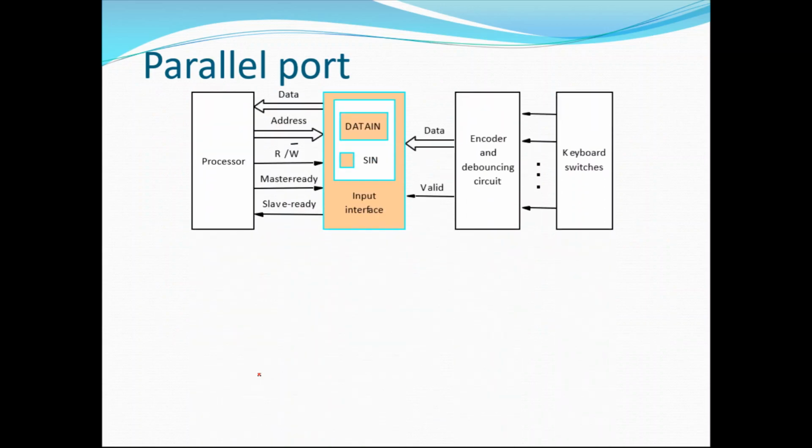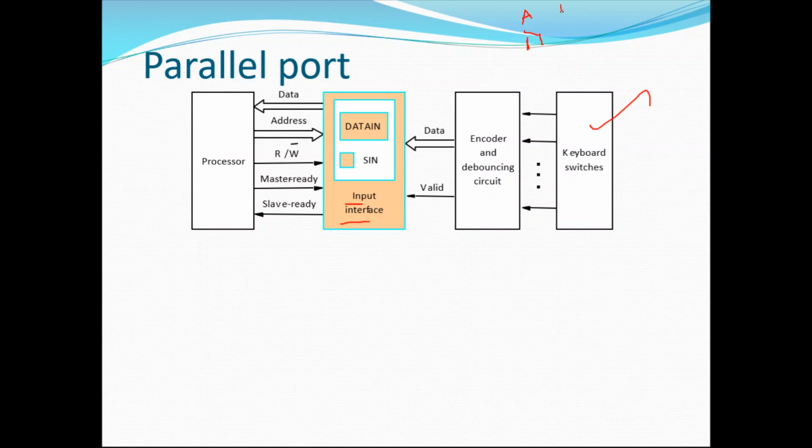Now let us see how to read something from a parallel device. Let us assume that a keyboard is connected to the computer through a parallel interface. If you take a typical mechanical keyboard, it is a collection of open switches. Under each key, for example key A, there will be a switch, and by default this switch will be open.